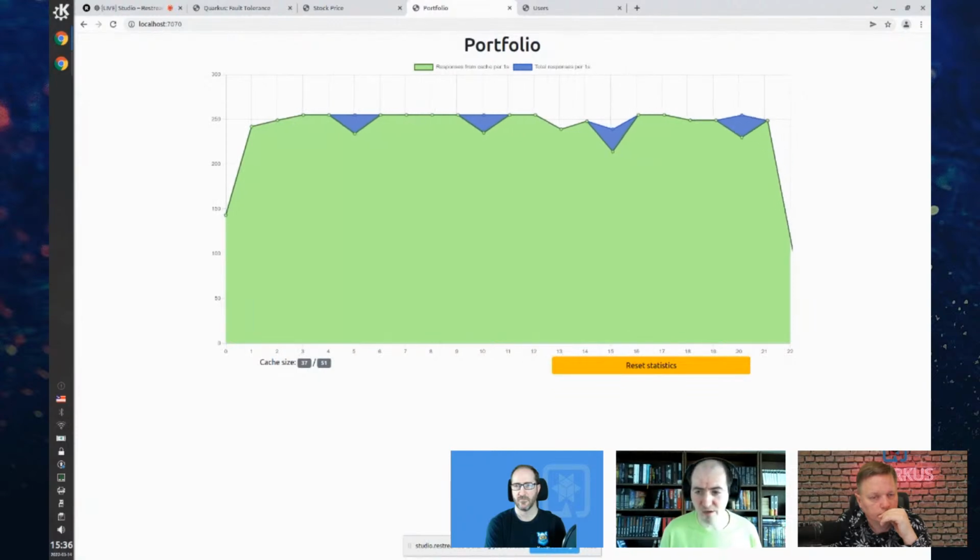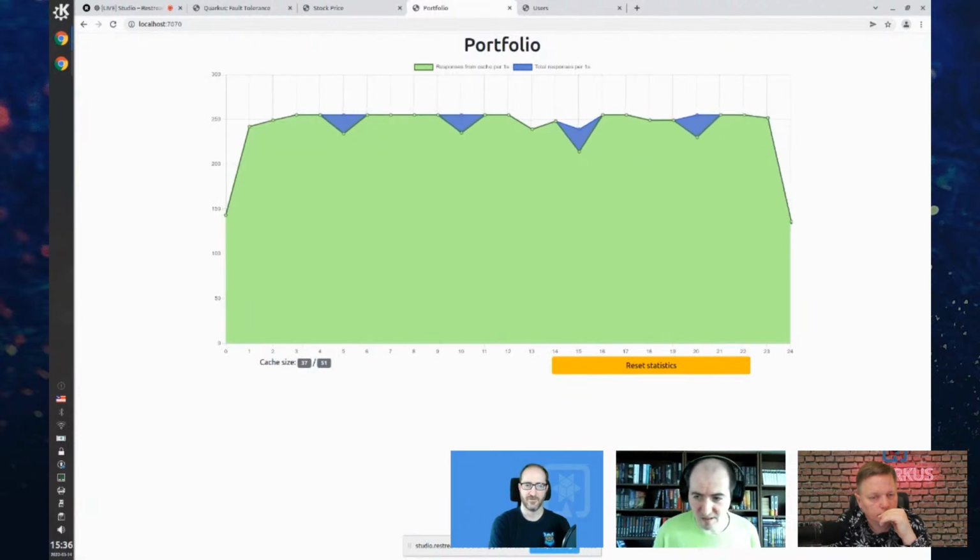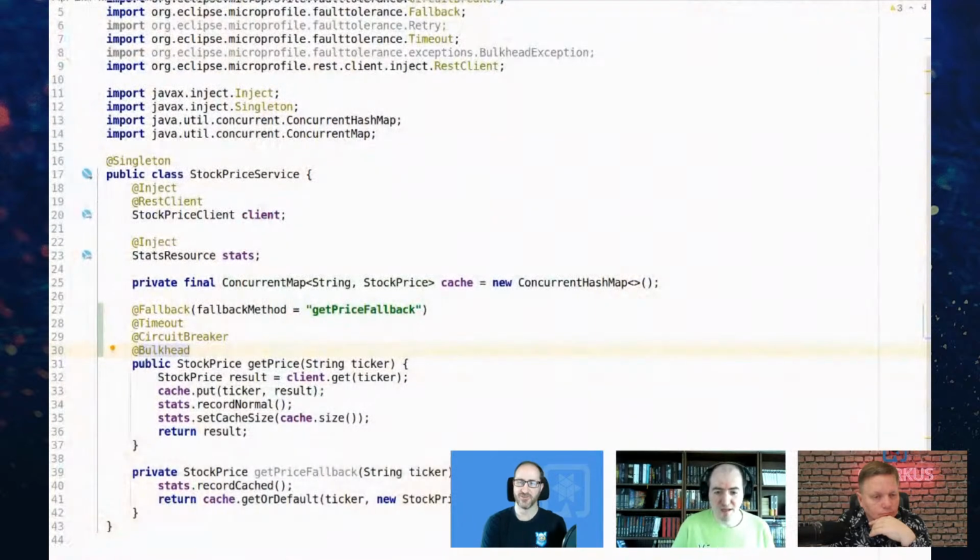Oh yeah, I know what's happening. This is not exactly the bulkhead I wanted, but with no retry the bulkheads just fail. Actually, the problem here is a maybe surprising part of the MicroProfile Fault Tolerance API.